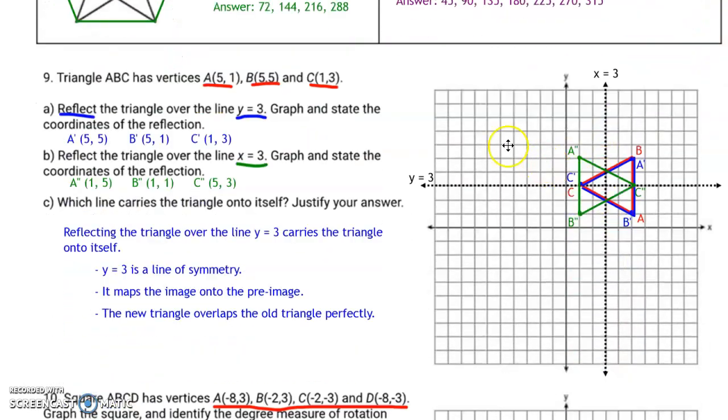Can't use 360. Here's a triangle that we were asked to graph, and then we were supposed to reflect it across the line y equals 3. It didn't change the triangle very much because that line is a line of symmetry for this triangle. So it maps it onto itself. That's what it says down here.